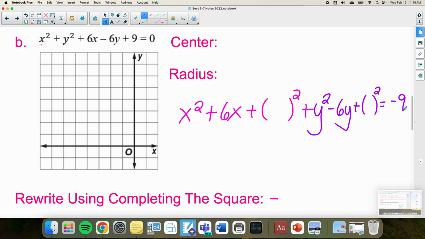Now this is going to look a little bit different from you guys doing completing the square in algebra, because we're doing completing the square twice. When you guys did it in algebra, you only had one of these 2, okay?